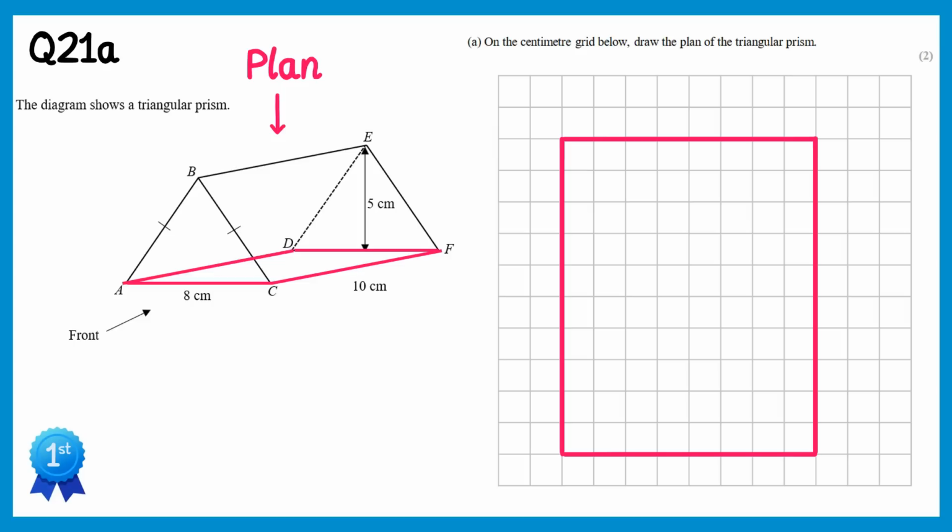I would also see the line BE though. Since the triangle ABC is isosceles, indicated by the lines on the diagram, I know BE will go straight down the middle of the shape. So this line BE would also be visible here.